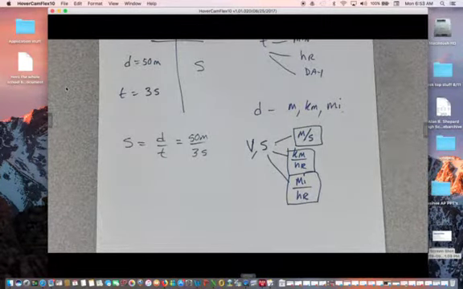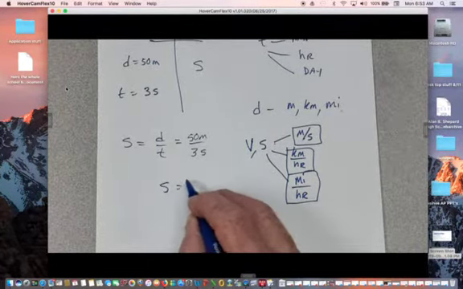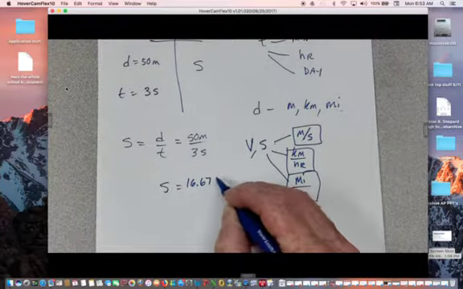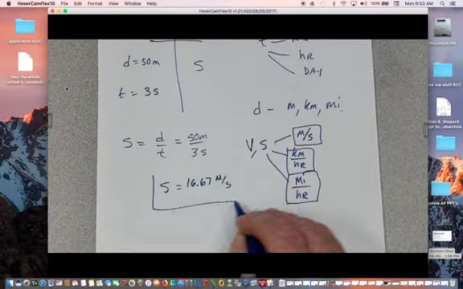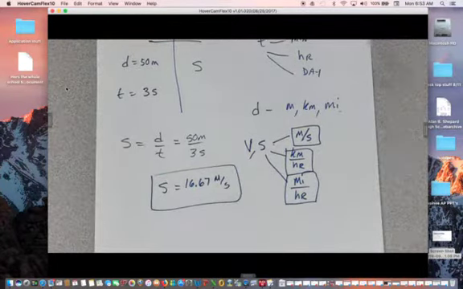The key thing are the units. So the answer is 16.67 meters per second. It's good to take these notes so you know what you're doing. So that's a warm-up problem.